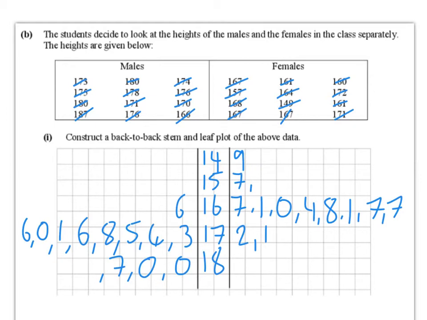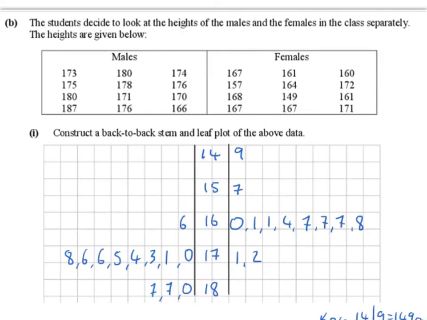Now we have to order it from smallest to largest. So on the right hand side, the smallest numbers will be on the left, and they get bigger as we move outwards. And on the left hand side, the smallest numbers will be on the right, and they get bigger as we move outwards. So you want the smaller numbers beside the stem, and they get bigger as we move outwards. So here we have our ordered stem and leaf.